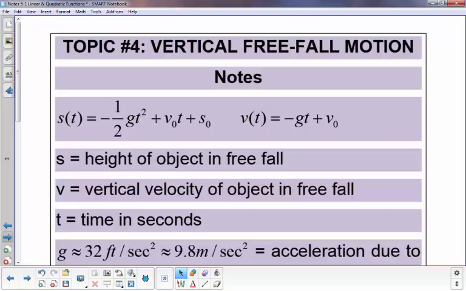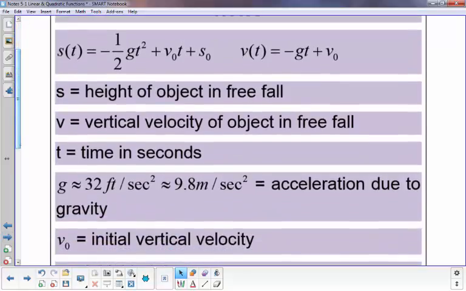Vertical free fall here. All right. Vertical free fall. You may have seen this, especially if you take physics. A little bit different, but basically this is the same formula. So for a vertical free fall, we have s of t equals negative 1/2 g t squared plus v of 0 t plus s of 0. And v of t is negative g t plus v of 0.